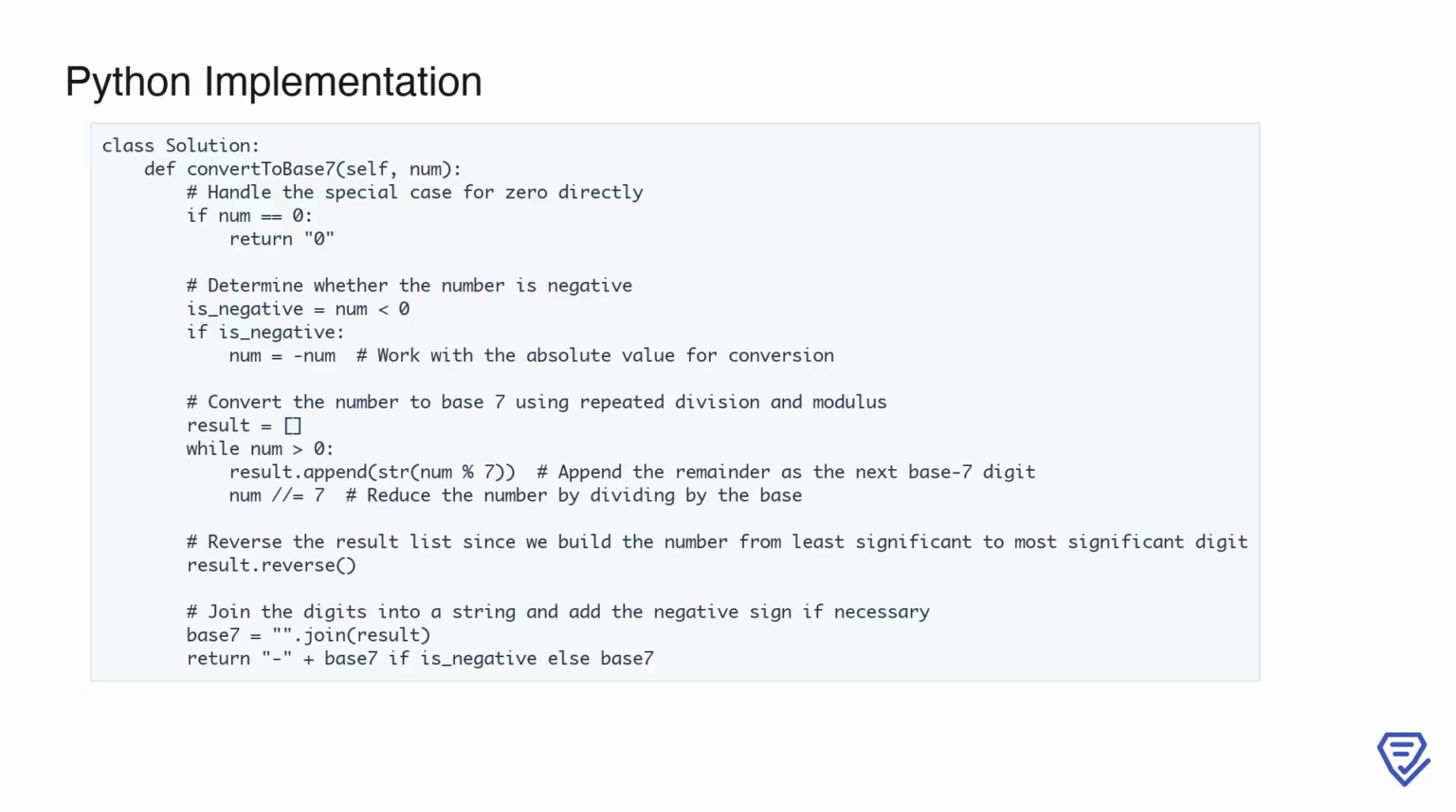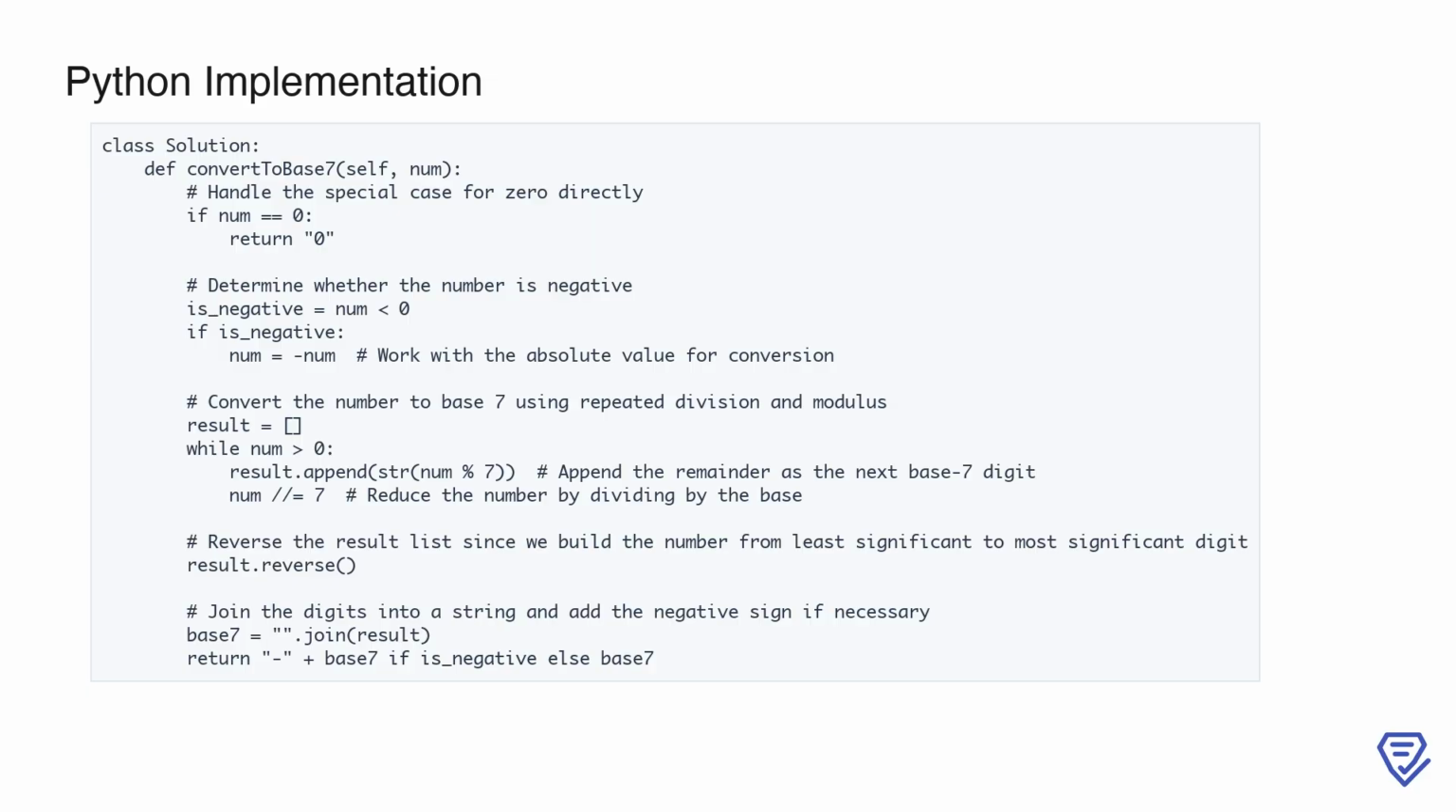2. Next, we check whether the input number is negative by evaluating number < 0. If it is, we set a flag, is_negative, to true and work with the absolute value of number for the conversion process. This simplifies the logic for handling negative numbers.